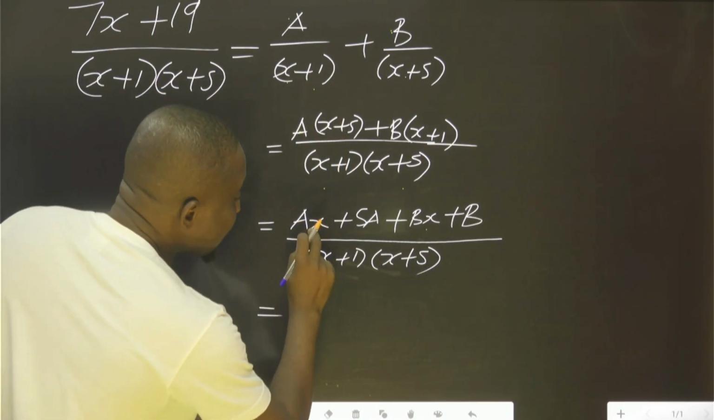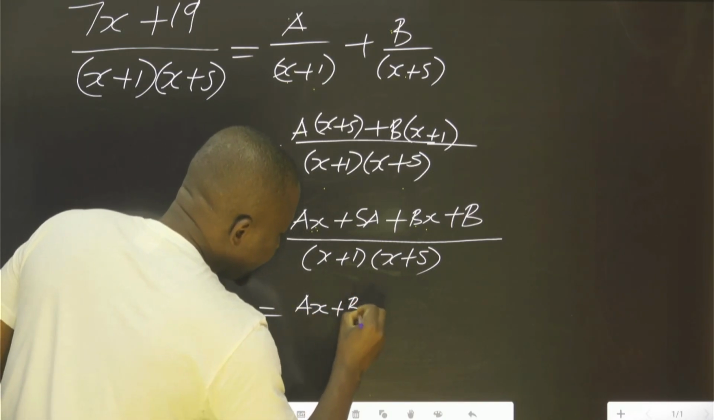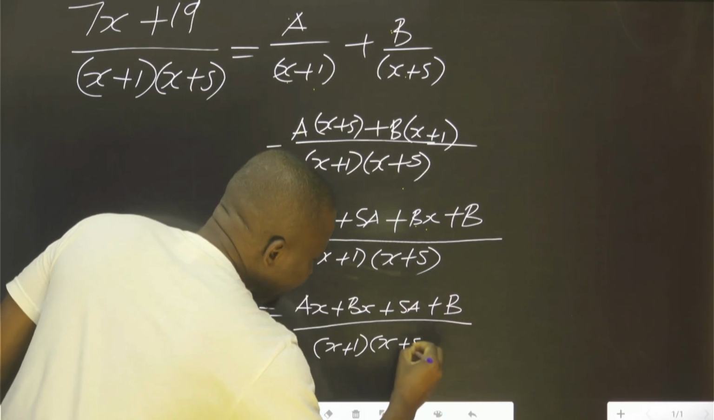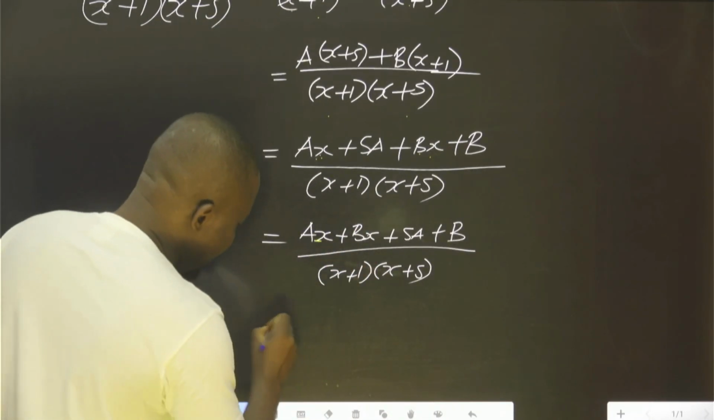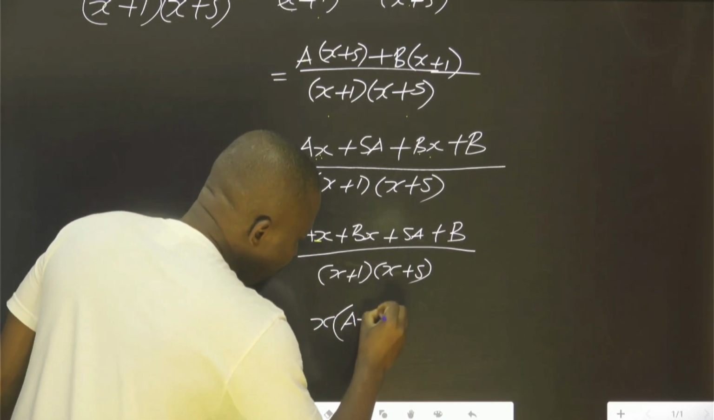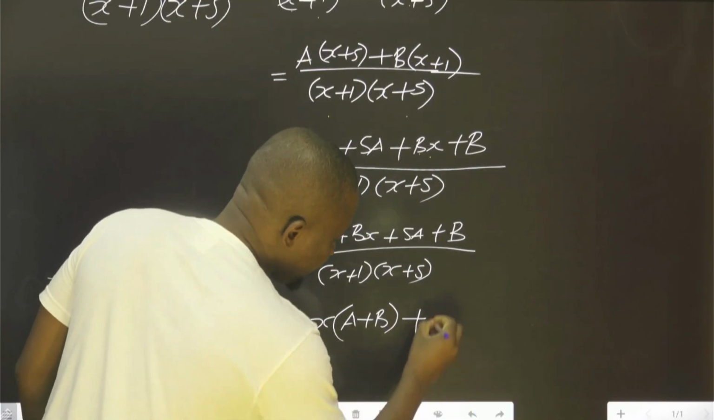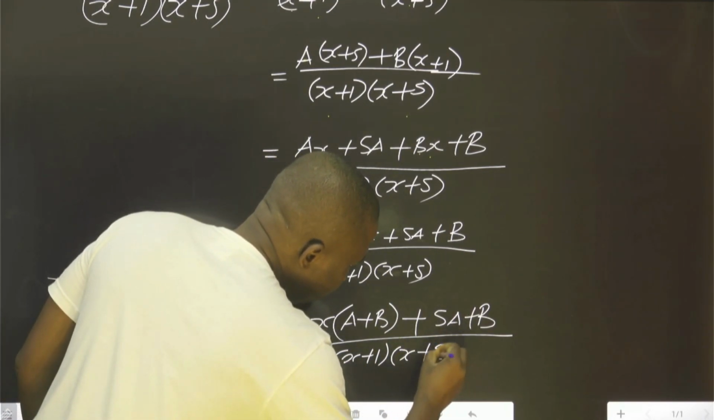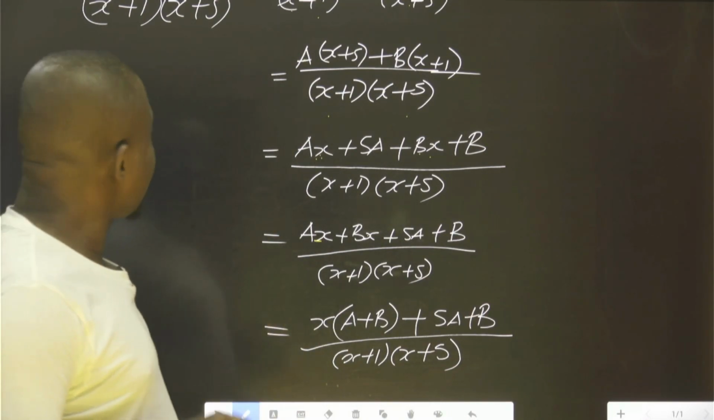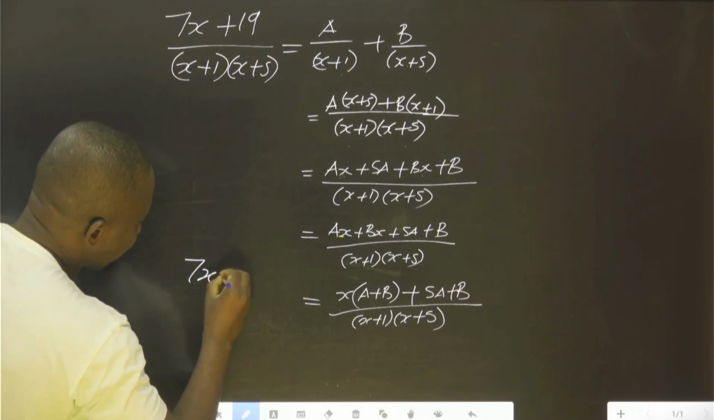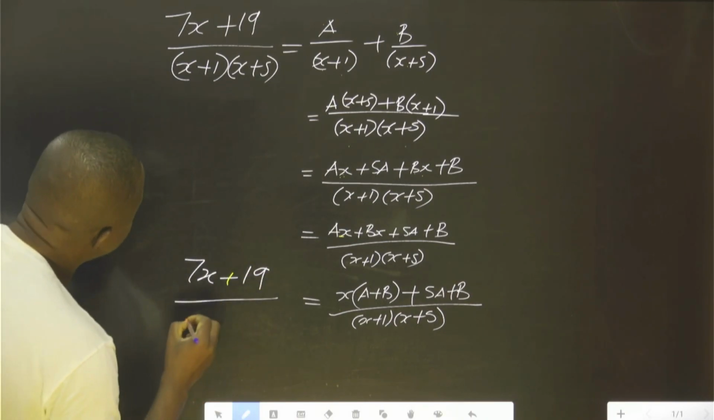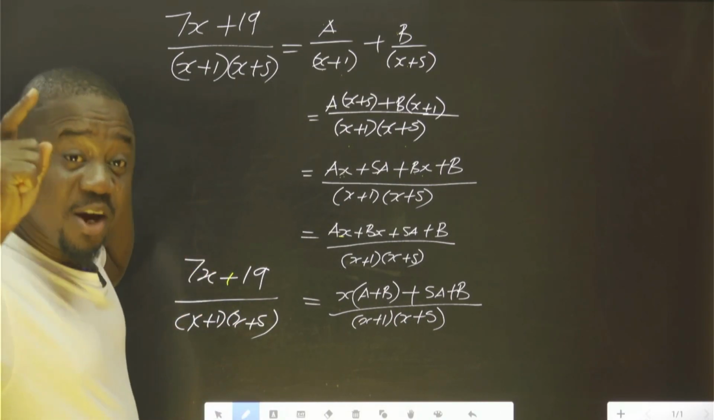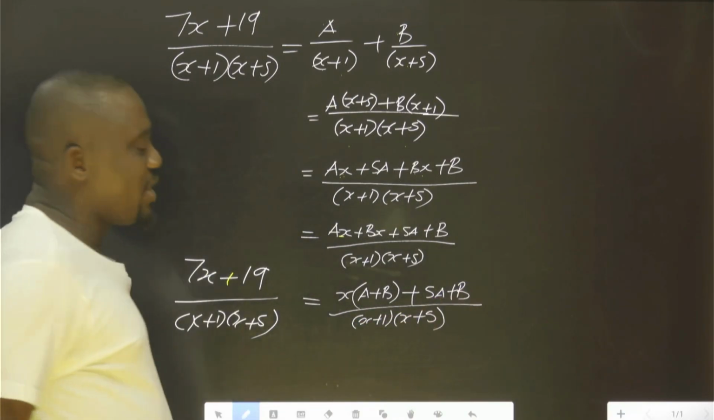This means this and this are common. Let's rearrange them. 5A plus B, all over s plus 1, s plus 5. What is common here is s. So I can bring s out and say s times A plus B, plus 5A plus B, all over this. Now, let's write this down. That is 7s plus 19 over s plus 1, s plus 5. You will agree with me that this denominator is equal to this denominator.